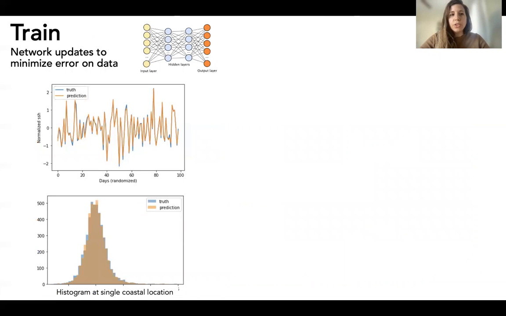So what do these results look like? I'm going to show you some results for the training process. Remember, this is as the network is learning, it's updating itself to minimize the error on the data. So we would expect these results to be quite good, because this is how the network is learning to predict. Here is a result of what the sea surface height would look like at a single coastal location. Blue is truth and orange is the prediction, and you can see that it aligns fairly nicely. This is the distribution of that same location. So we can see also that the truth and prediction are for the most part aligned.